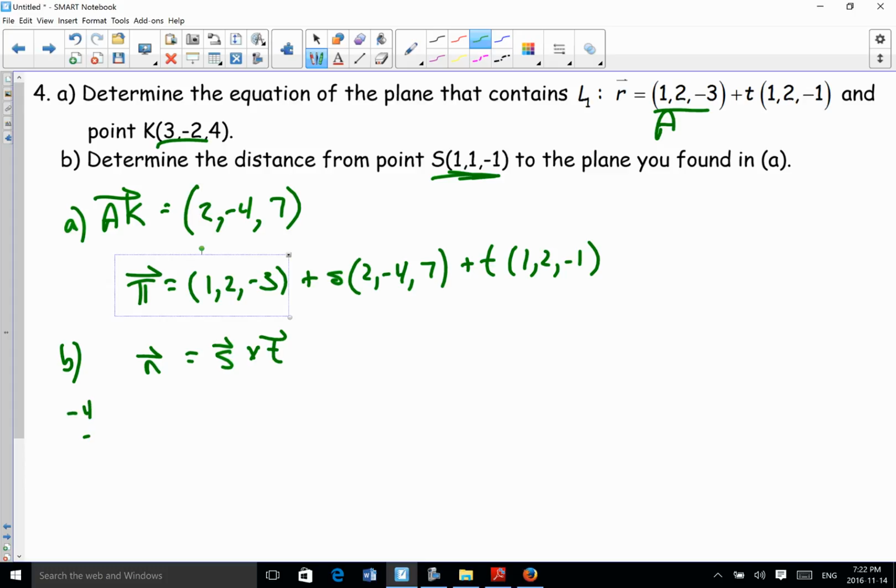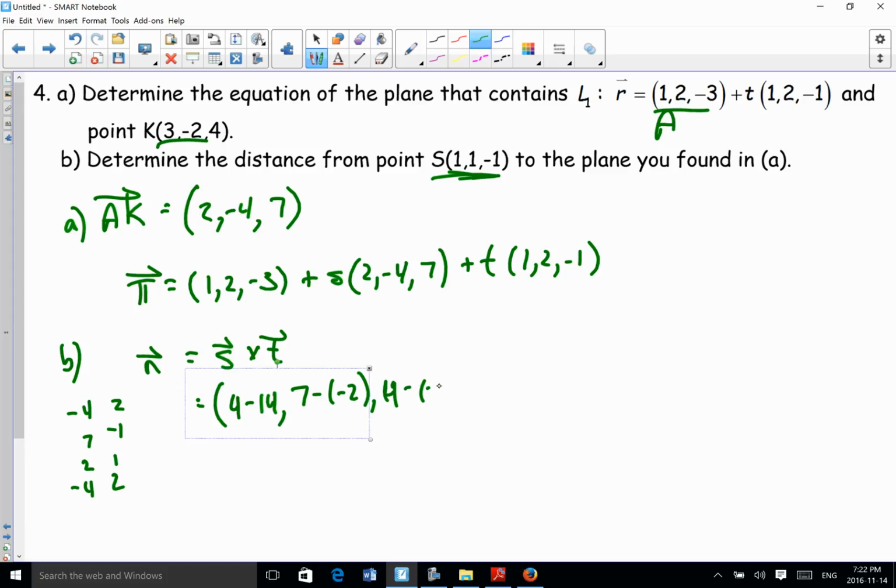So in vertical form, negative 4, 7, 2, negative 4, and 2, negative 1, 1, 2 will give us 4 minus 14, 7 minus negative 2, and 4 minus negative 4. So we'll get negative 10, 9, and 8. Now it's totally fine to use that version, or if you want to use the positive A value, which is what our book usually does.